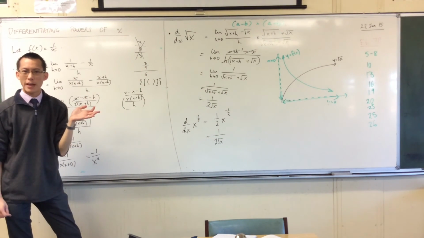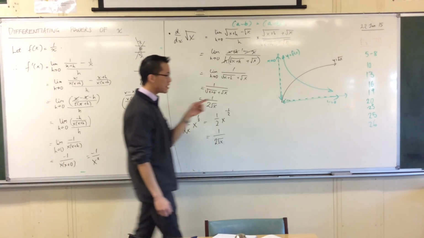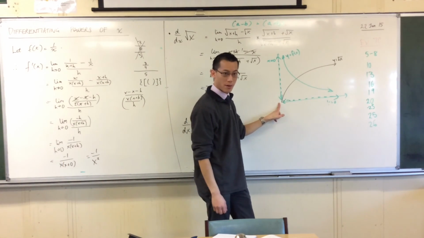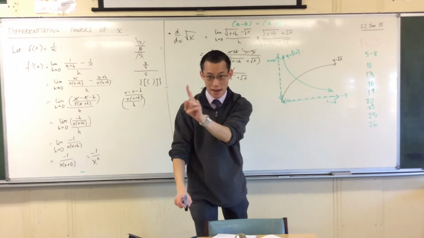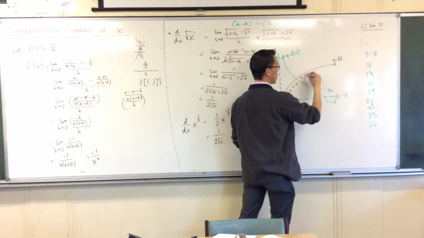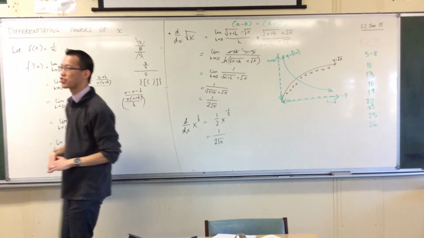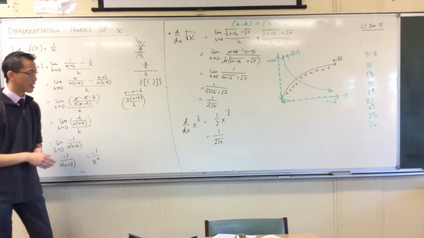Does it match what you expected? Kind of, because it's like decreasing. Yeah. So this graph, right, the original one, square root of x, let's think about its gradient. It's increasing all the time, right? It slows down. It slows down forever, in fact, but it never slows down so much that it turns around.